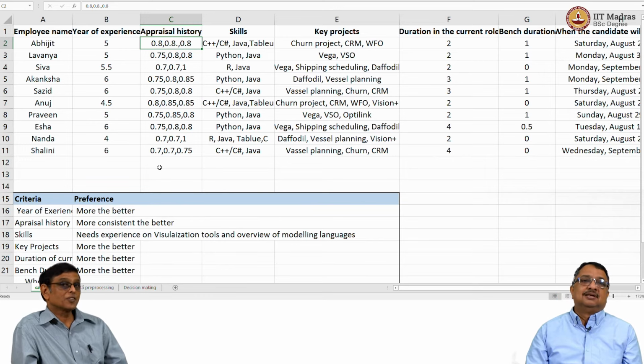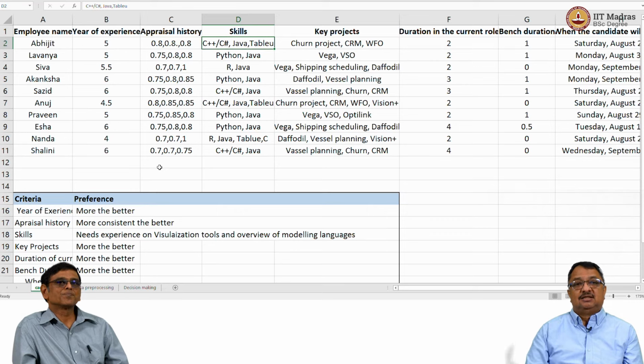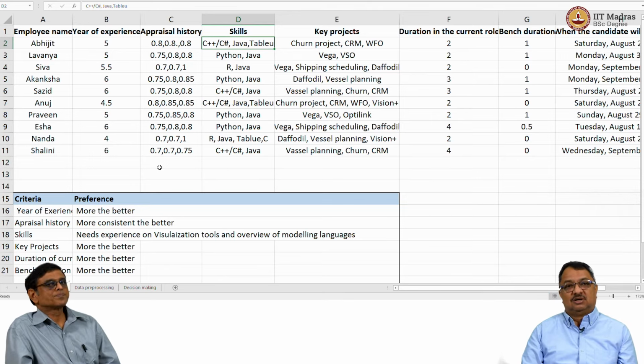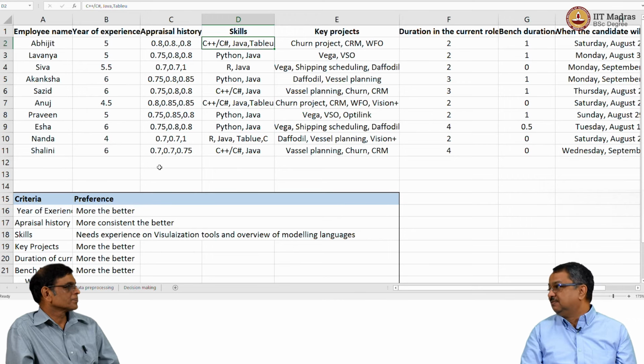If it's all 3 years, but somebody may have 4 years, then it becomes a problem. So maybe average. Average. Then they have given us skills. And again, the skills is a text string where they have listed out the skills of a person. So Abhijit knows C++, C#, Java and Tableau. So he has 3 skills.